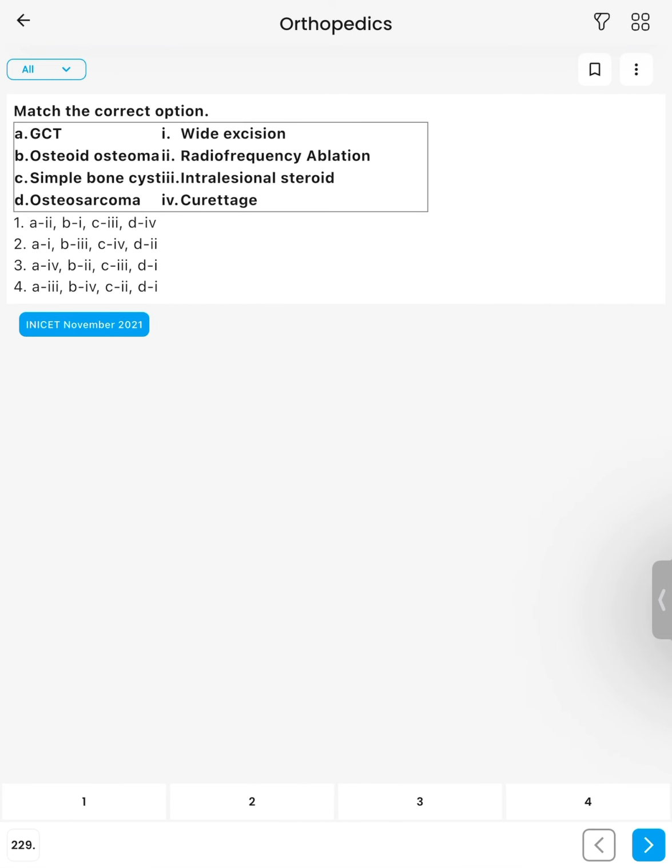See, in GCT mainly the interstitial steroid can be involved. Simple bone cyst. GCT mainly involves the treatment of curettage. So A is 4. Okay. C, simple bone cyst involves wide local excision. So 3.